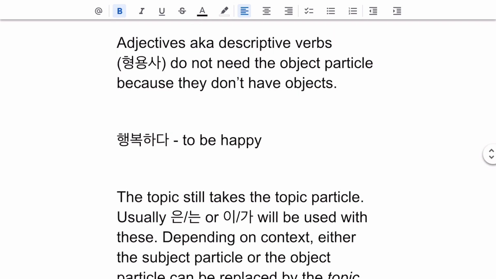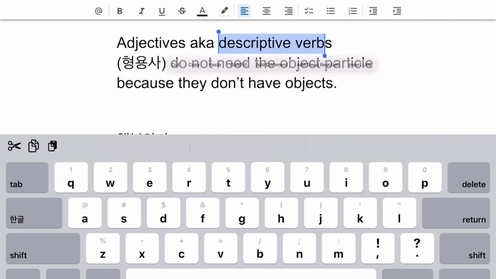And then onto adjectives, as I called them before, descriptive verbs. Descriptive verbs do not need the object particle because they don't have any objects.